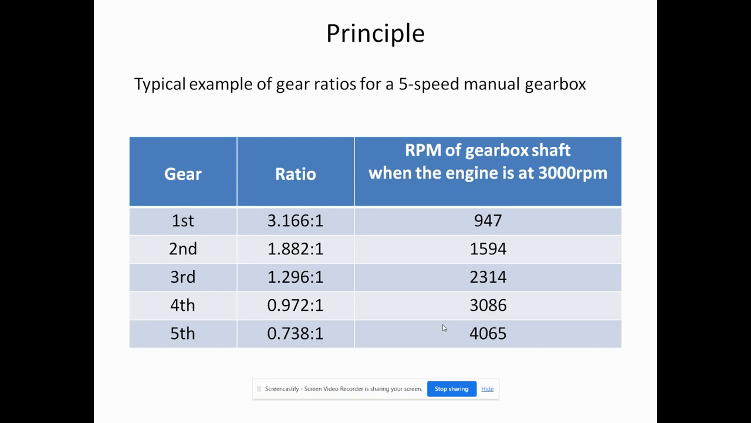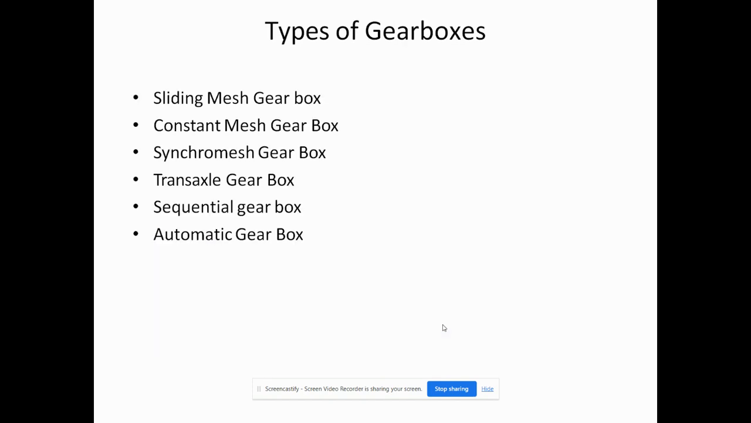Okay, this is the gear speed manual gearbox. And these are the types of gearboxes. There are so many types of gearboxes. We can see sliding mesh gearbox, constant mesh gearbox, synchro mesh gearbox, transaxial gearbox, sequential gearbox, automatic gearboxes. In this, we are going to discuss the sliding mesh gearbox today.